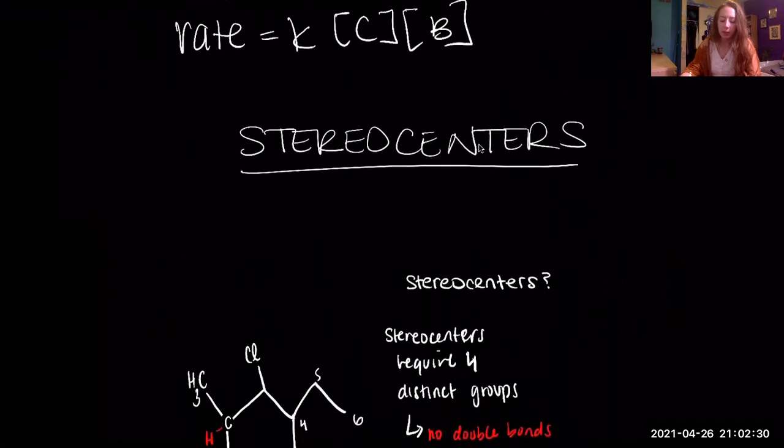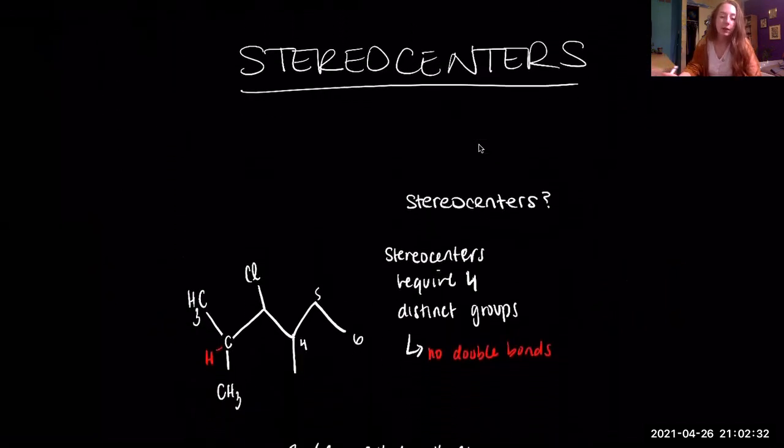Next thing I want to talk a little bit about is stereocenters, how to identify them, what they are. So stereocenters are points where there are 4 distinct groups, okay? Those distinct groups can be anything. But if you have a carbon that is attached to 2 methyls, that's not a stereocenter. If you have a carbon that's attached to 2 hydrogens or 3 hydrogens, that's not a stereocenter. It needs 4 distinct groups, okay?